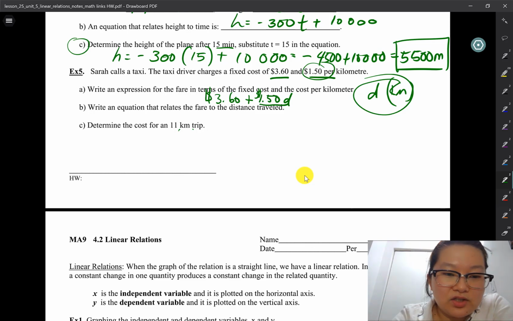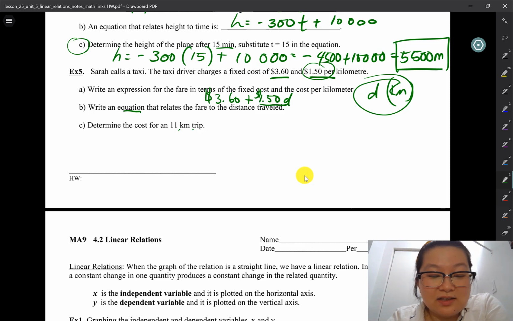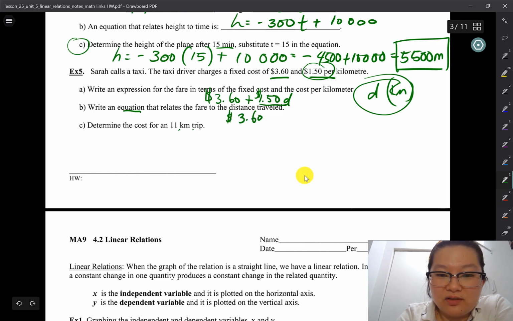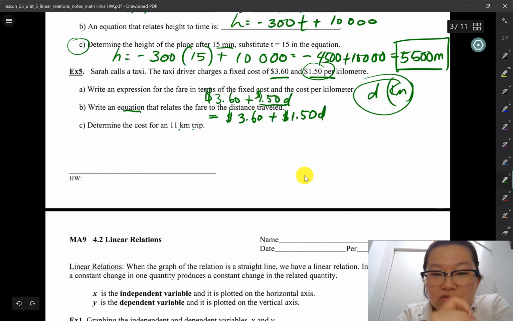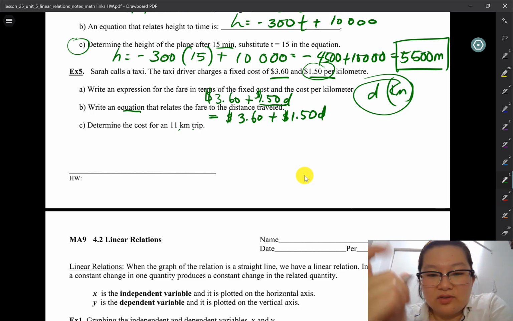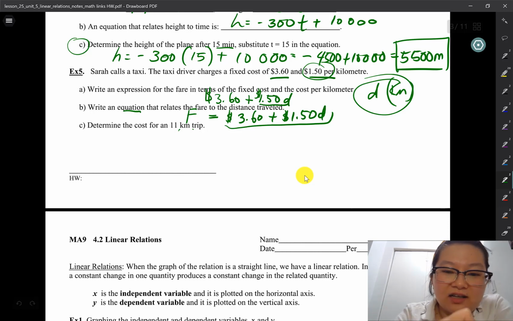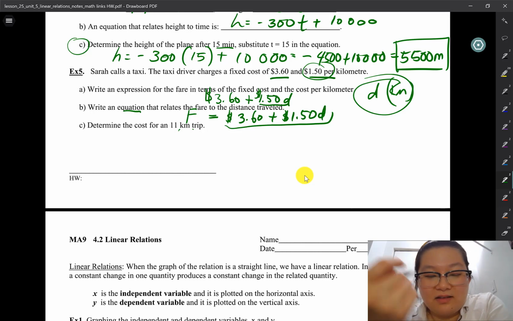In terms of the equation, it's basically A, but I write the equal sign. So I write my expression, which is the one that we found earlier, and then all I need to do is equate that to something, which is the amount we need to pay. I'm going to put F as the fare. So fare is equal to this expression. If I know what d is, I can figure out how much I need to pay. So that's what I mean: A and B are very similar. I just have to write an equal sign and attach a variable to the fare, which is F.